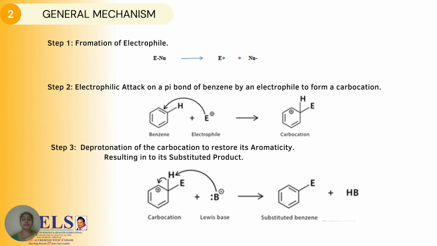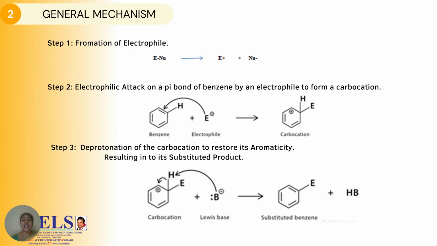Coming to the general mechanism. The general mechanism of electrophilic aromatic substitution involves three steps. One is formation of the electrophile, the second is electrophilic attack, and the third is deprotonation to form the substituted product. So in step 1, formation of the electrophile. Generally, any reagent can be divided into two polar parts like E plus and Nu minus. Generally, E plus is considered the electrophile.